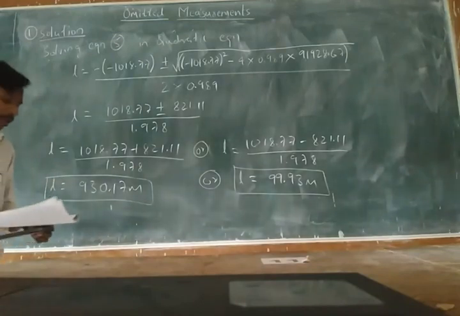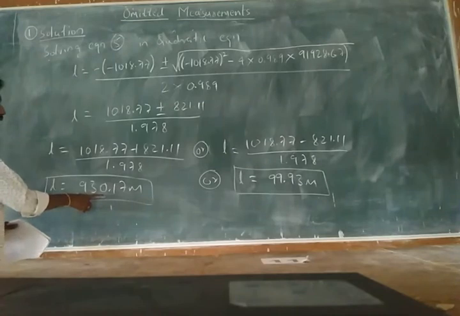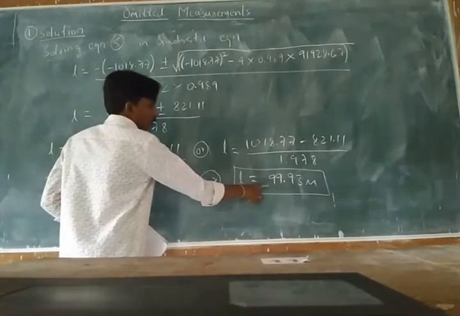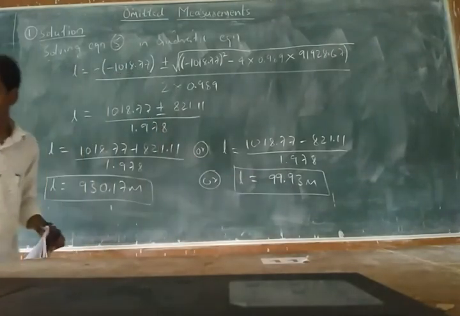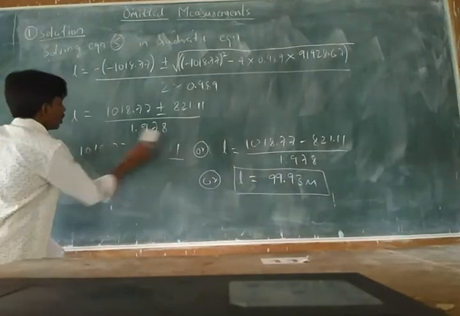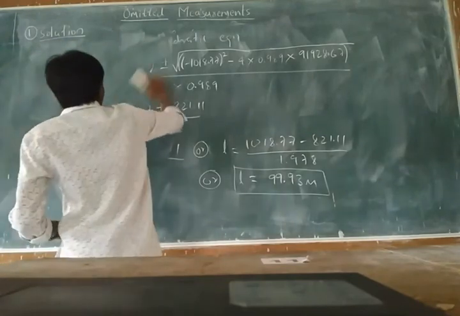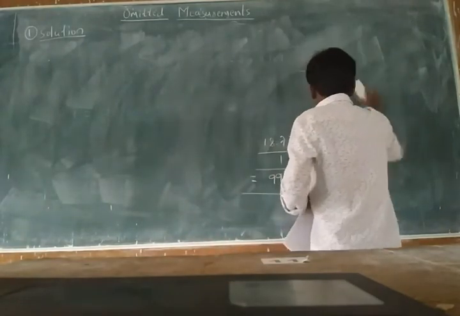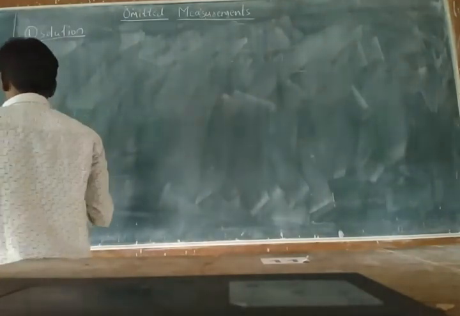Now just substitute this value in equation 1 and get the bearing, and next time you substitute 99.93 in equation 1 and you will get the bearing. So here in this problem you will get the bearing 2 times and the length also 2 times. So I'll make it quick.